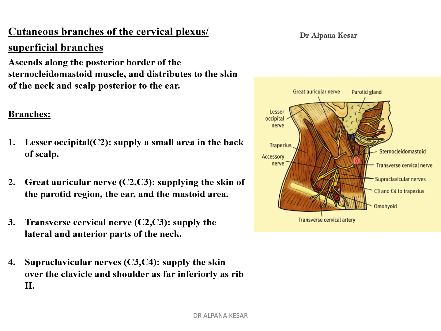Transverse cervical nerve, which is this, has the root value of C2 and C3, that is, the second and the third cervical spinal nerve contribute to its fibers. It supplies the lateral and the anterior part of the skin of the neck. Supraclavicular nerves, which is this, has a root value of C3 and C4 and supplies the skin over the clavicle and shoulder as far as the first rib.